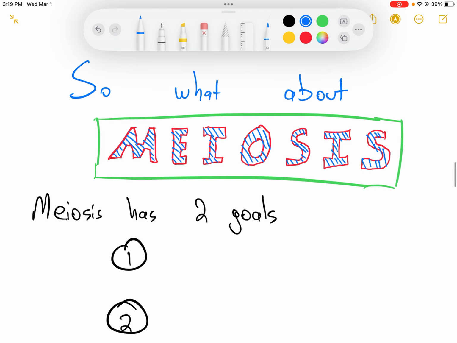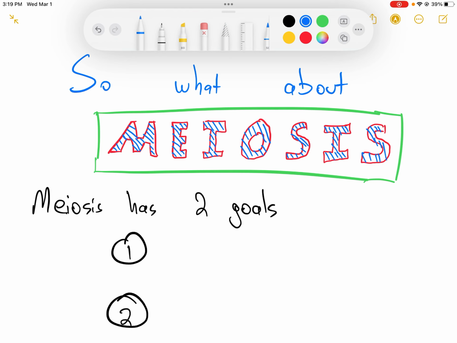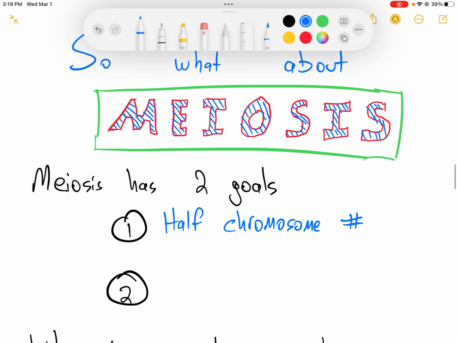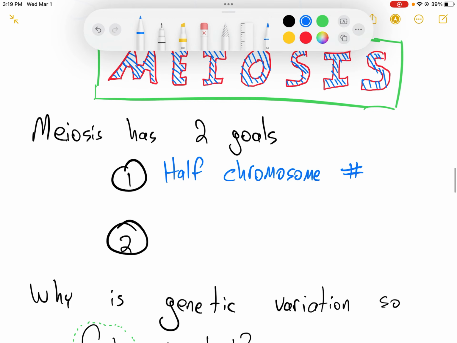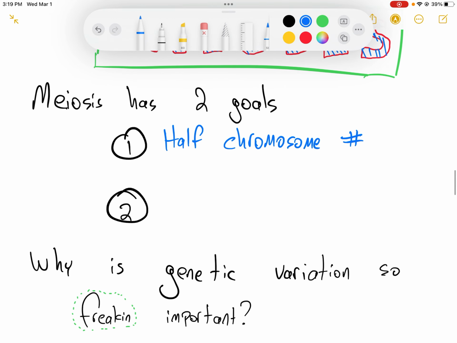Let's talk about meiosis, okay? Meiosis has two goals. Number one, we want to halve the chromosome number. By halving the chromosome number, we make way for germ cells, such as sperm and eggs, to be able to provide half of the ingredients necessary to make a new human or a new organism in general. And the other goal is to create genetic variation. This is what's different about mitosis and meiosis.